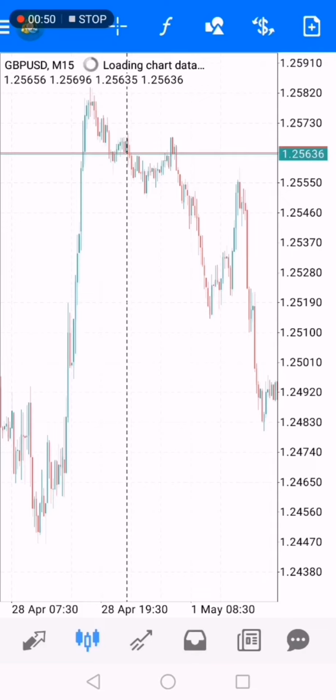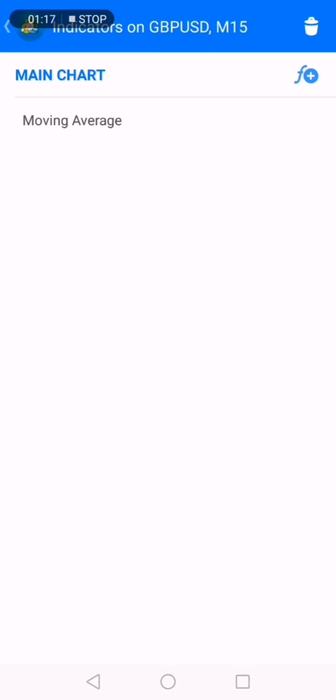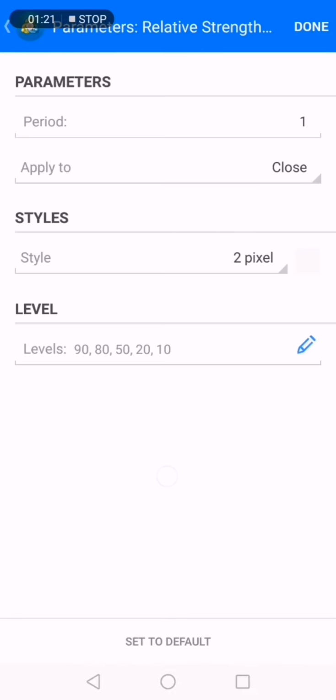So we're going to add a moving average. On the moving average, we'd want our period to be 50, shift to be 0, then method exponential, applied to close. So I love using 2 pixels. You can choose the pixels that you want and set those up, and I chose the color red. You can choose any color of your choice. Then here we're done.